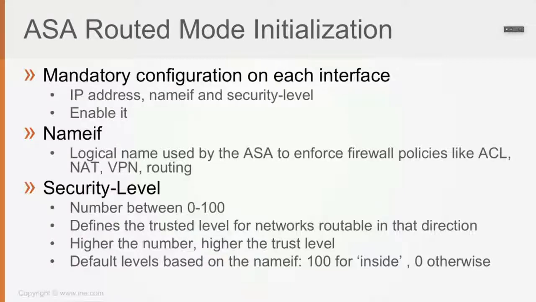And you're going to have some default levels as soon as you configure the name of the interface. If the nameif is going to be inside, it's going to have a default level of 100 assigned by the ASA, while if the nameif is anything else, it's going to have a level of 0 by default. So of course inside is going to be facing your trusted, let's say, side of the network, although as I was saying, nowadays there is no more trusted side of the network.